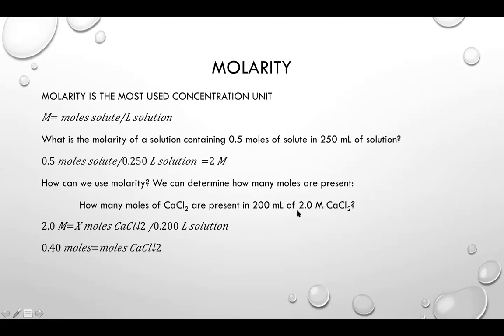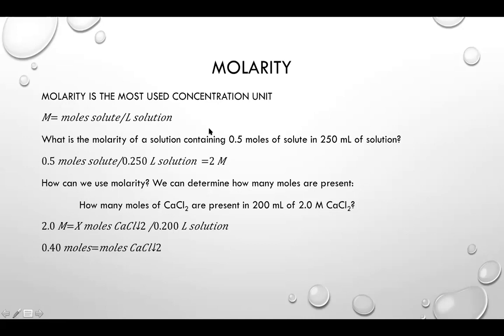So we're given the molarity of M, so we're going to plug this 2.0 molar into the M spot of this equation that's here. We want to solve for the moles, so we'll put X here. This is supposed to be calcium chloride. I apologize for the way it's showing up on the slide. And then we're going to divide that by the liters of the solution. So we're given 0.200 liters.